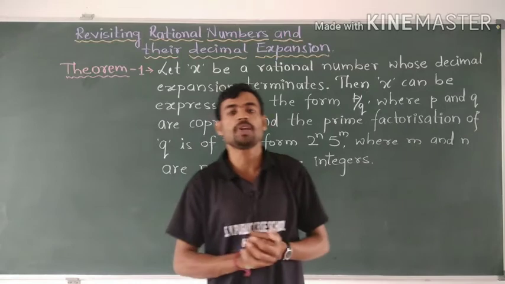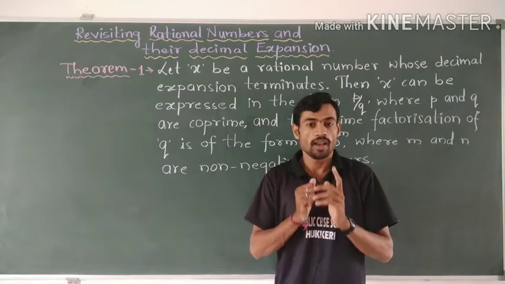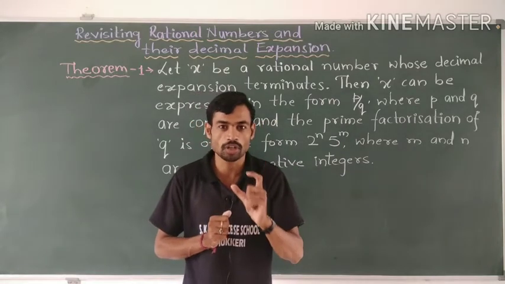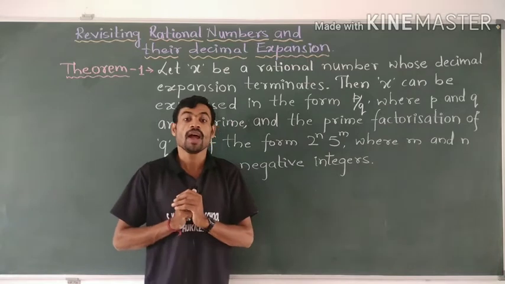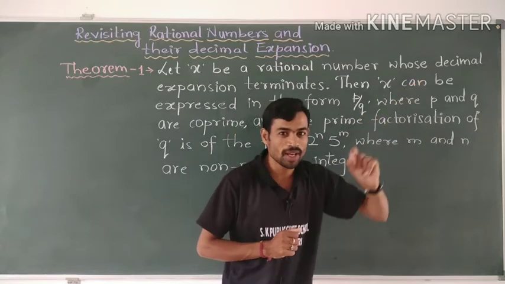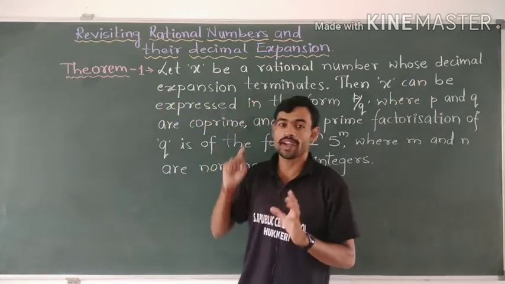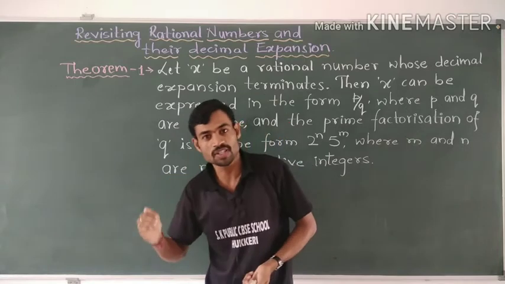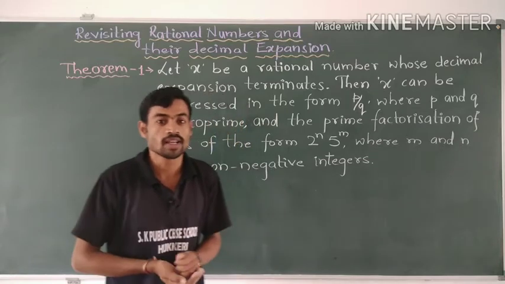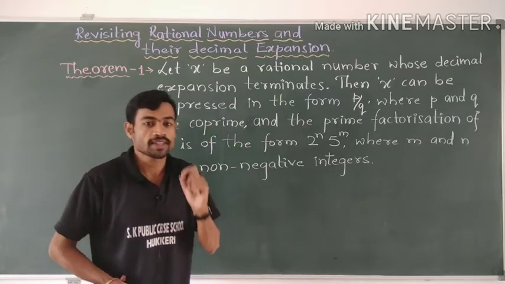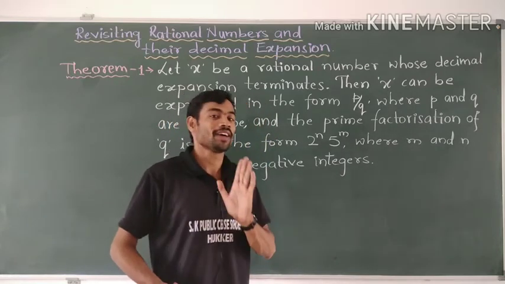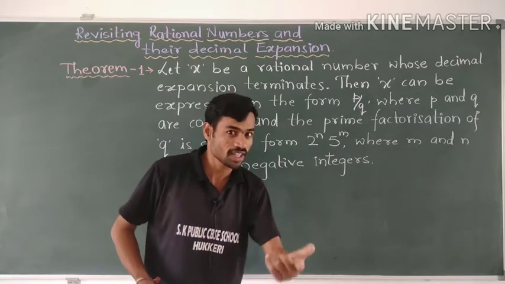What is the exact statement of theorem 1? Let x be a rational number whose decimal expansion terminates. It terminates means after some steps we obtain remainder 0. Clear? So that is why it is called terminating. On what condition does it terminate? Let us see.